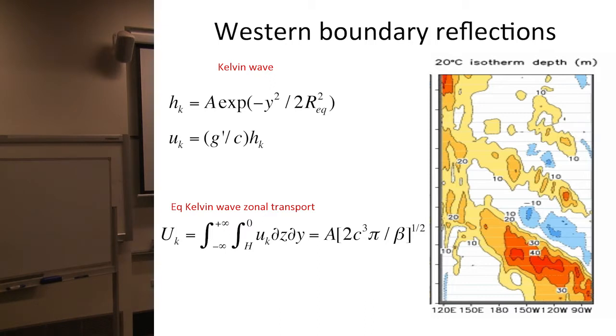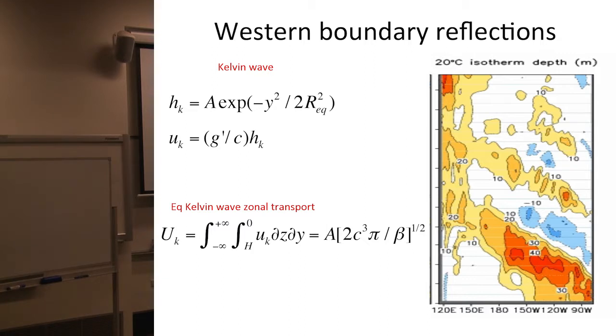This thing here in the brackets is just a fixed constant. It's roughly 2.3 sverdrups, and A is the amplitude of the wave. That's the maximum amplitude of the Kelvin wave on the equator. So you're generating a Kelvin wave at the western boundary. That's a very efficient mechanism to generate an equatorial Kelvin wave, so there's no loss of mass along the western boundary and along the equator. That's what we're assuming, and I think it's relatively true.